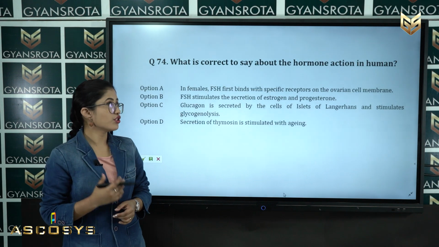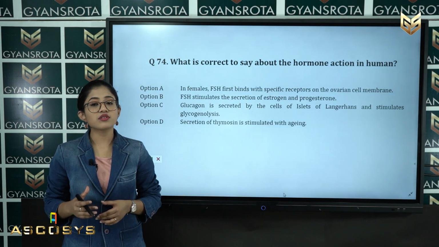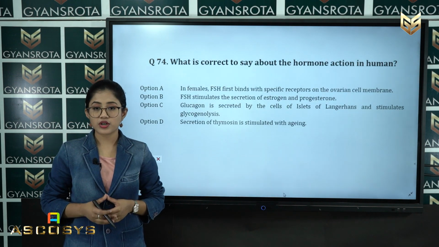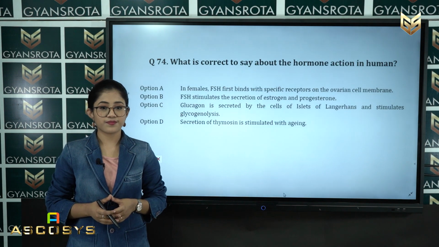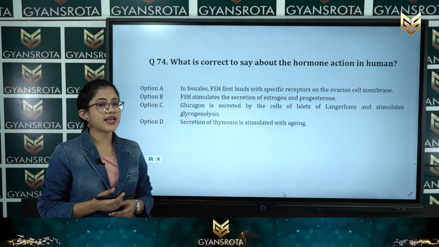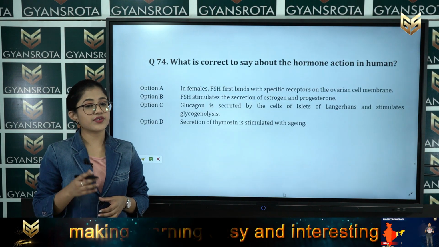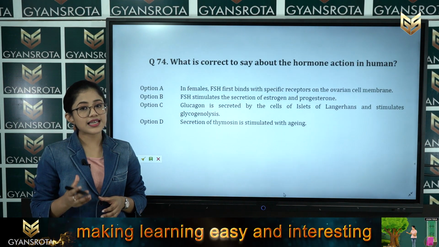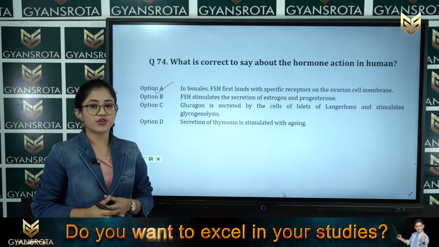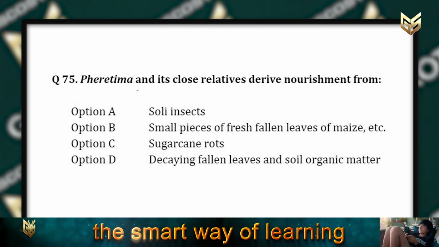So, student, in this question you have to select the correct statement about the hormone action in human. This is also from the chapter chemical coordination and integration. So, what is the correct answer? The correct answer is in female the follicle stimulating hormone first binds with specific receptors on the ovarian cell membrane. So, option number A is the correct answer for this question. Now, let us see the next question, that is question number 75.